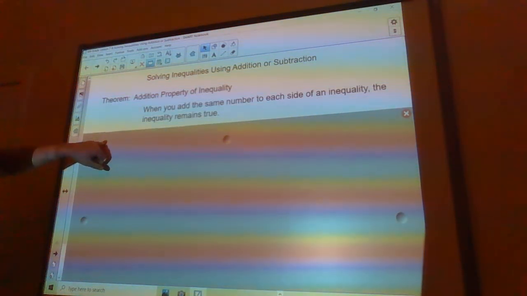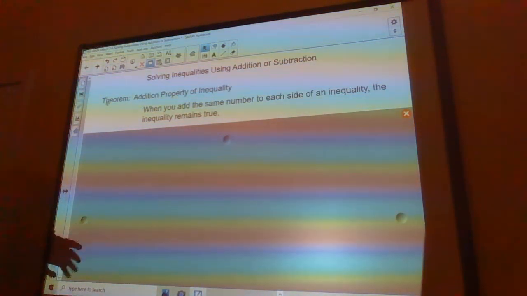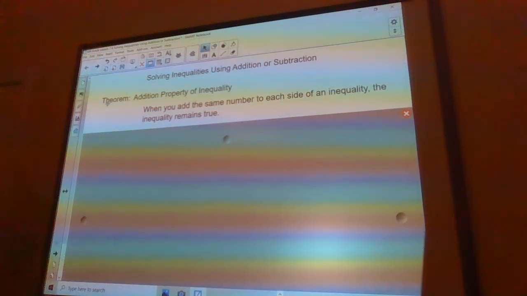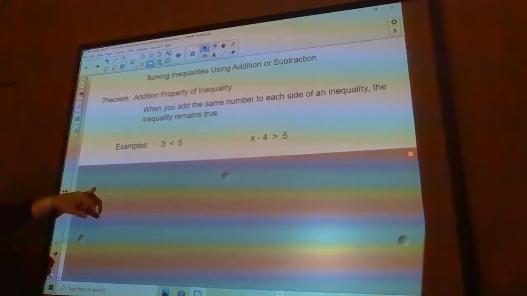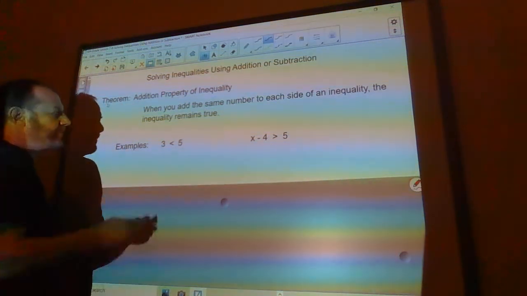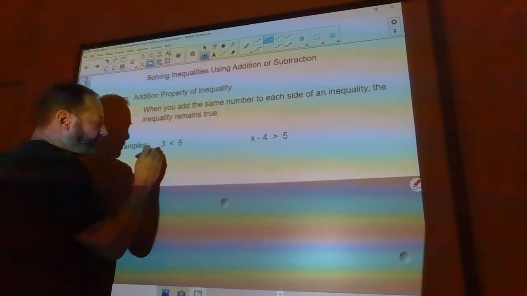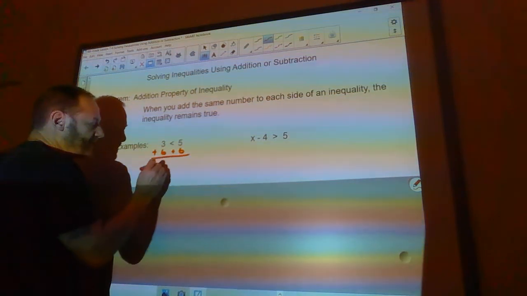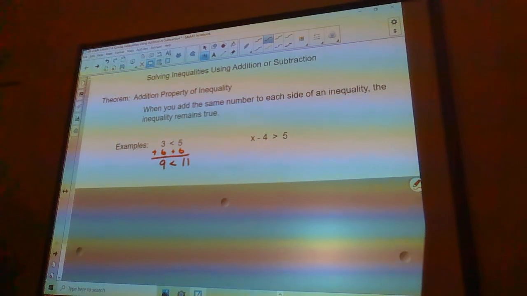So, pretty much inequalities with addition and subtraction work exactly like equations do. Okay, the addition property of inequality: when you add the same number to each side of an inequality, the inequality remains true. So, just like we did before, let's say I added the same number to both sides of this inequality, which says 3 is less than 5. Well, that's definitely true. If I add, say, 6 to both sides of this, I get 9 is still less than 11. So it remains true.